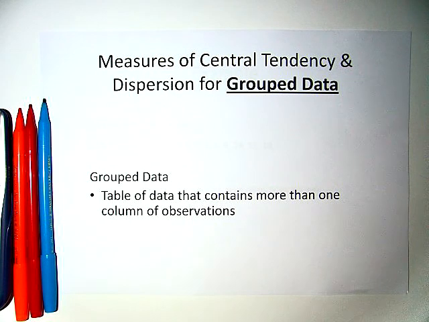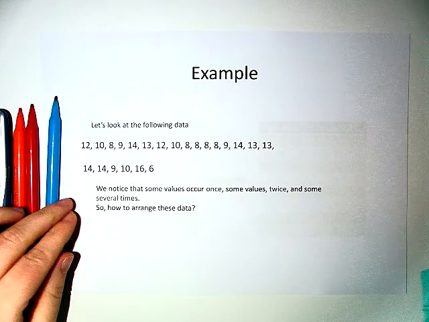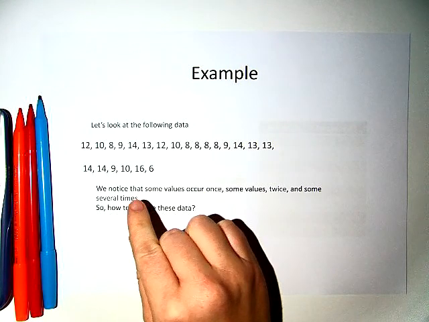Now occasionally we get something called grouped data, which is where our frequency comes in. So grouped data is a table of data that contains more than one column of observation. So for example, here we have the following data.